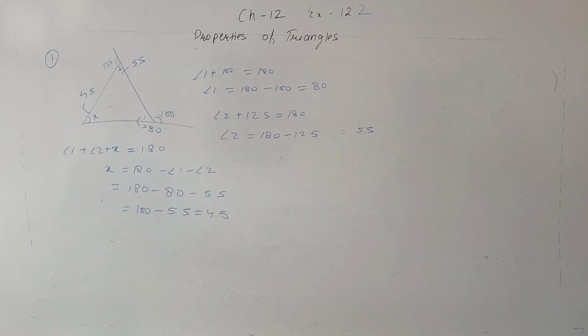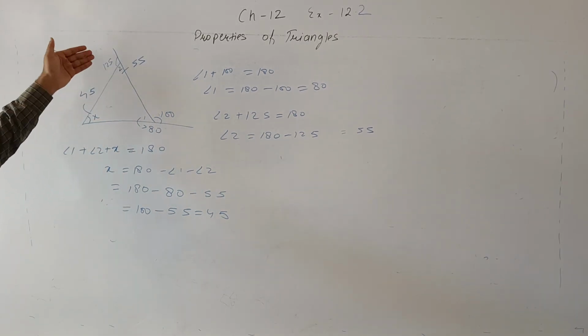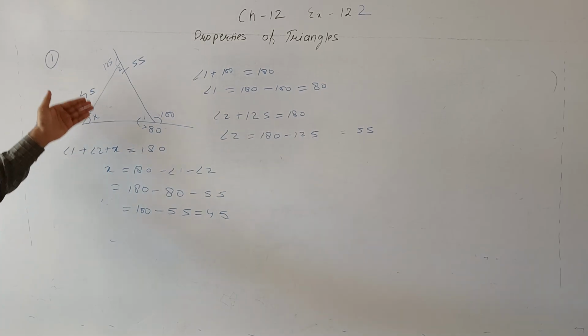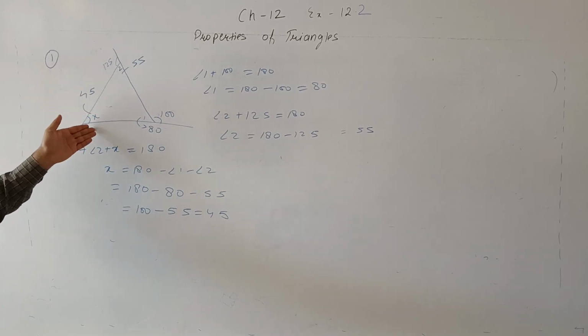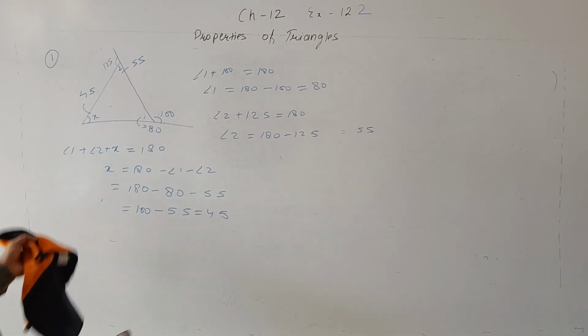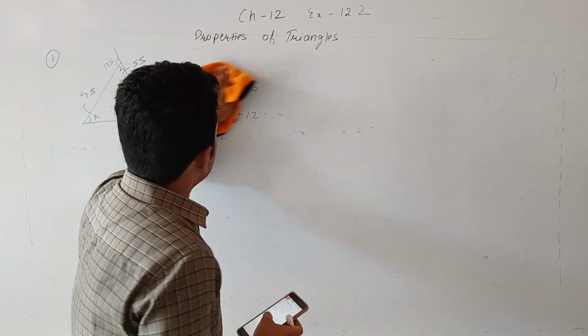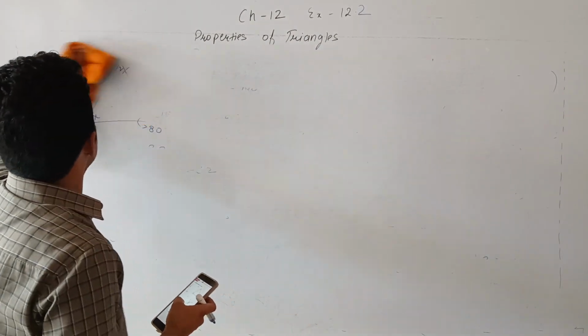This is one way and there is one other way. The other way is that 100 is equal to x plus angle 2 and 125 is equal to x plus angle 1. This is also another way, but this is a better way. Now we'll move to the second part of the exercise.